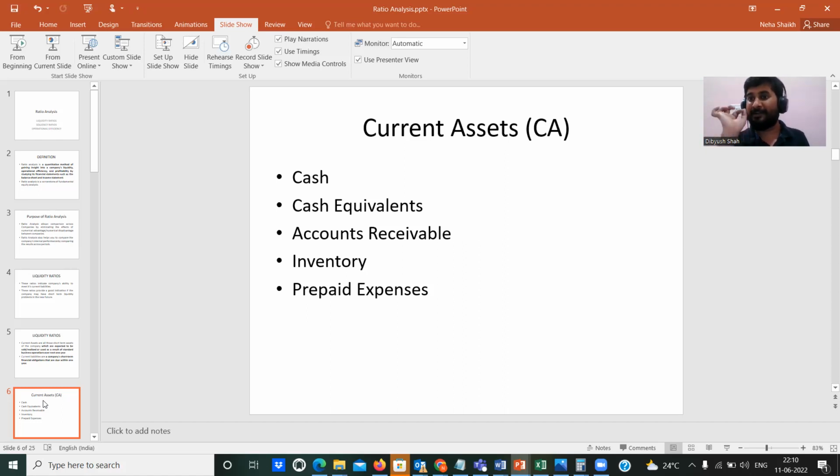So suppose 30,000 is my annual health insurance premium. I paid for 3 years in advance, 90,000. 30,000 will be my current asset today. The balance 60,000 will be non-current assets because they are not expected to be utilized in the next operating cycle, that is 1 year generally.